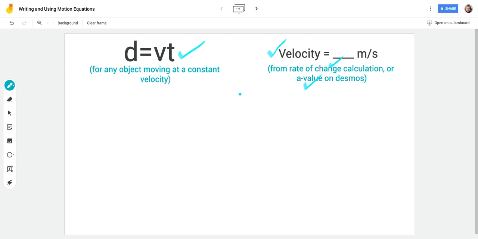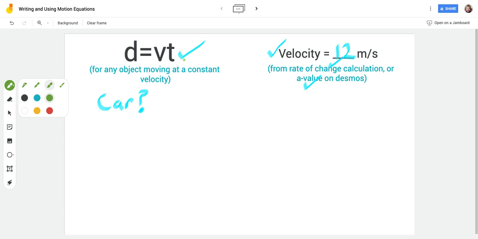Now let's say you have a car and it's driving down the street and you collect some data about it. You graph that data and it reveals a rate of change or A value of 12. That means that object is going at a velocity of 12 meters per second. We now know something specific about its motion, and we can use that fact, the fact that the velocity is 12 meters per second, to write an equation that models specifically this car and its motion.